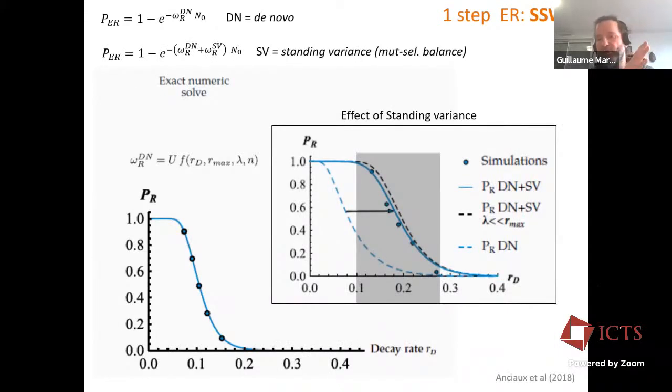And what happens is that when you allow for standing variance, basically you increase the range of decay rates where you can rescue. So you see here, beyond 0.3, there was no rescue, or beyond 0.2, there was almost no rescue. With standing variance added and the same mutation rate before and after, you have shifted your range of environments to which you have a substantial probability to resist. But otherwise, the shape is the same. Okay, so we have analytic explicit expressions for that.